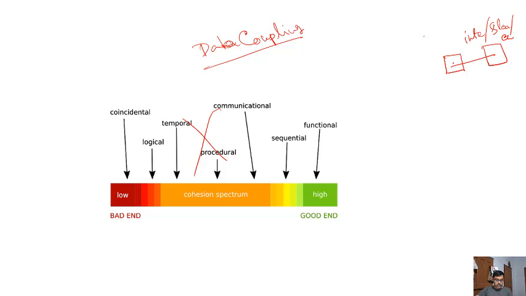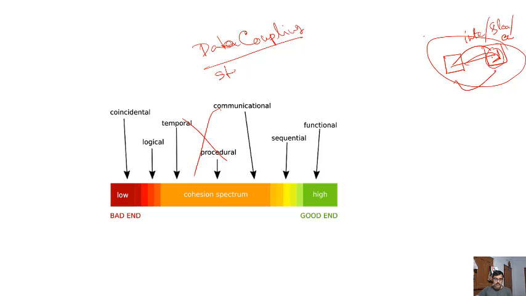These data items should be problem related and not used for control purposes. These data items are only related to each other, not to control anything of this module. So these data items are only passed by value, and this type of coupling we call data coupling.